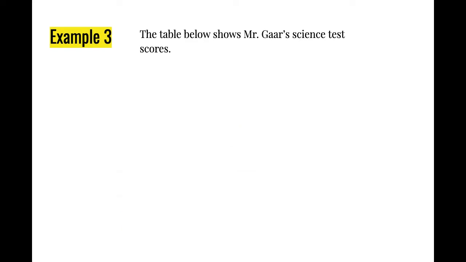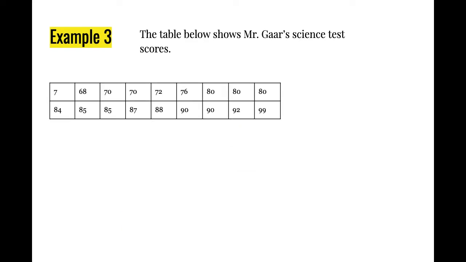In example 3, I also have a data set. This data set shows the scores that students got on Mr. Gar's most recent science test. To calculate the range of this data set, I will identify my minimum and my maximum, and I will subtract them to get a range of 92.